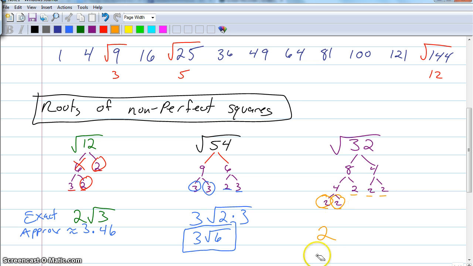Pair of 2's, another 2 comes out. So what do you think we're going to do with those 2's? We're going to multiply them. 2 times 2, and then this other 2 got left behind. So our final answer here is 4 square root of 2. All right, so simplifying radicals is not that bad. You make a factor tree, you need a buddy in order to get out.